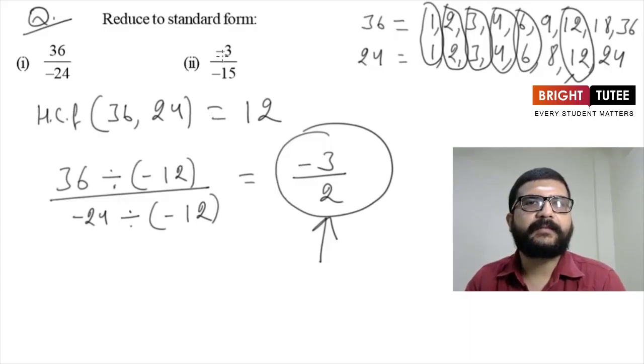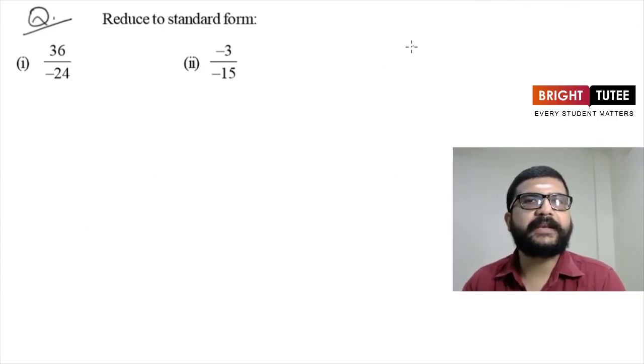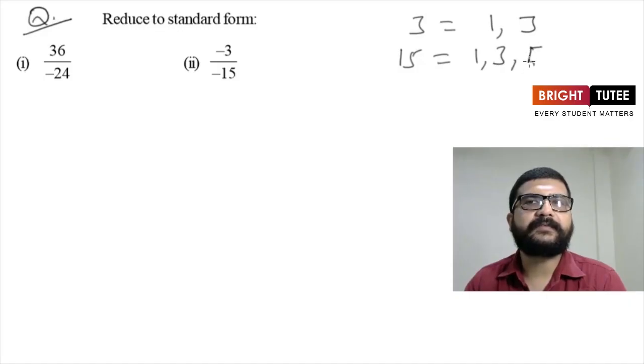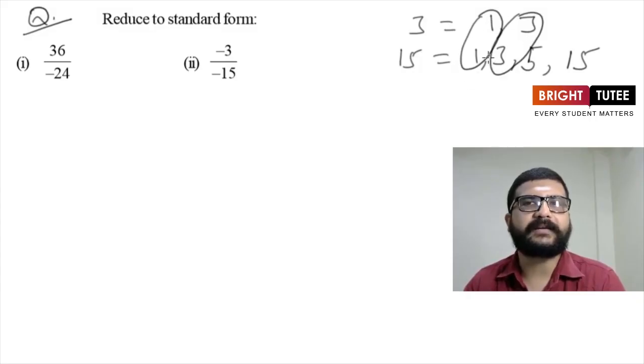Now the next number is minus 3 upon minus 15. First of all, we need common factors. For that, let's write the factors of 3 first. There are only 2 factors of 3, and those are 1 and 3. And for 15, how many factors are there? 1, 3, 5, and 15. These are the factors of 15. Now how many of them are common? The first factor is 1, and the second factor which is common is 3. So these are the 2 common factors.